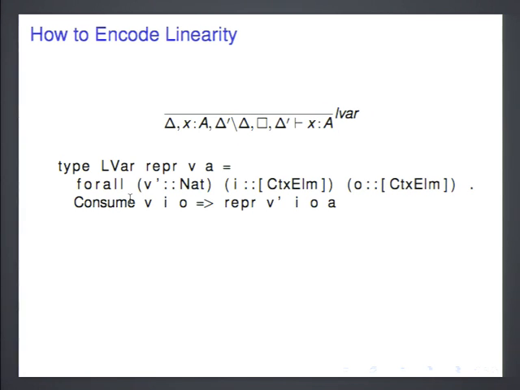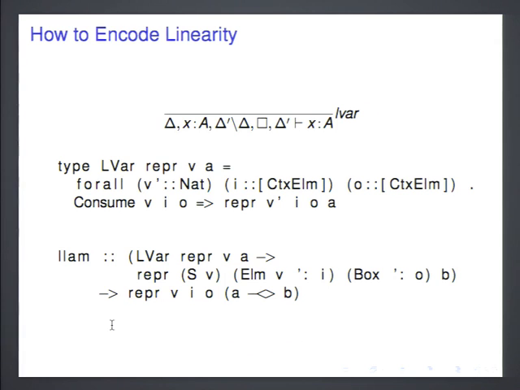And so basically we've pushed all the work into this consume. And so the point here is how to define this consume. But before doing that, this would be the actual rule, the actual term to encode linear lambdas, right? It's a Haskell function that takes as an argument these things, which are linear variables, and returns a representation of something of type B. And then that gives you back a linear term of type A, linear arrow B.